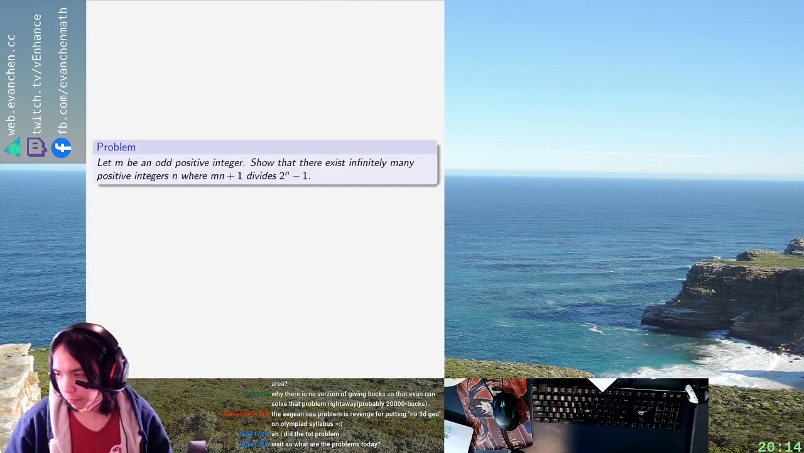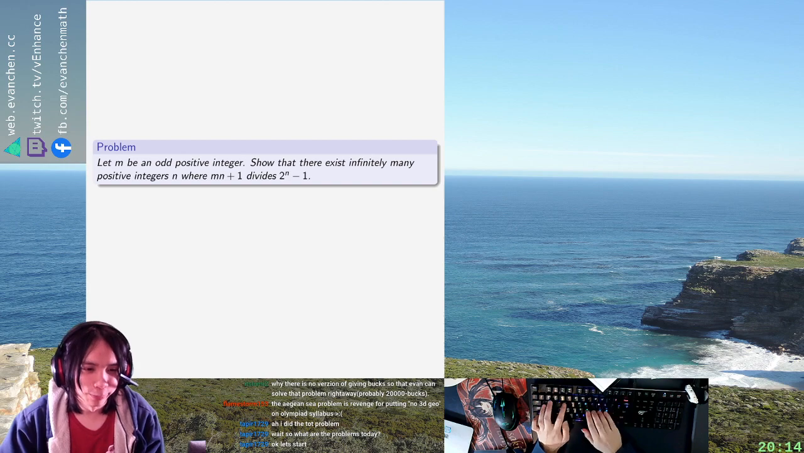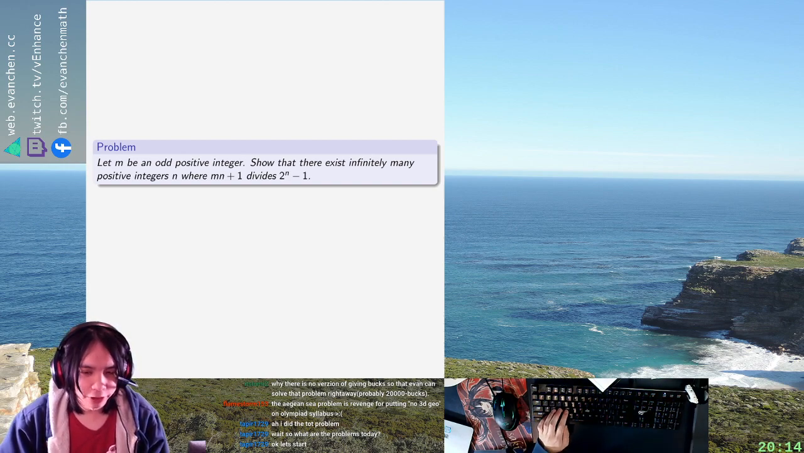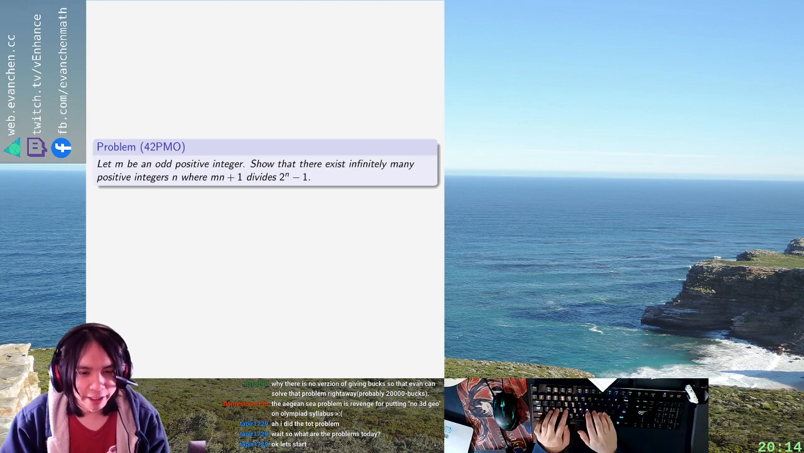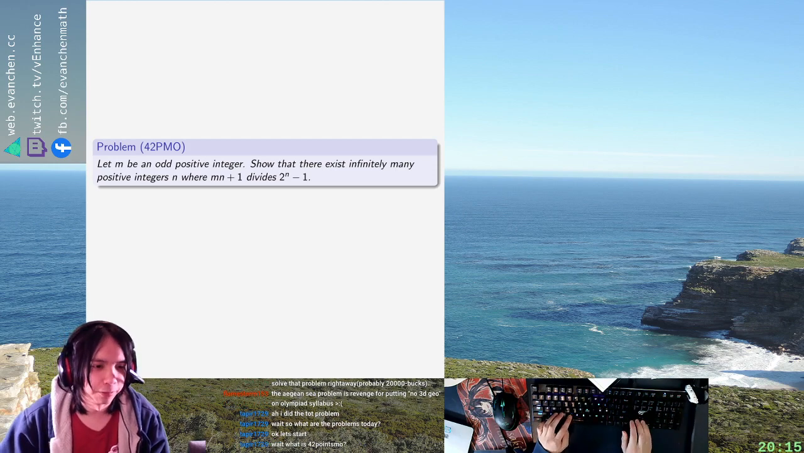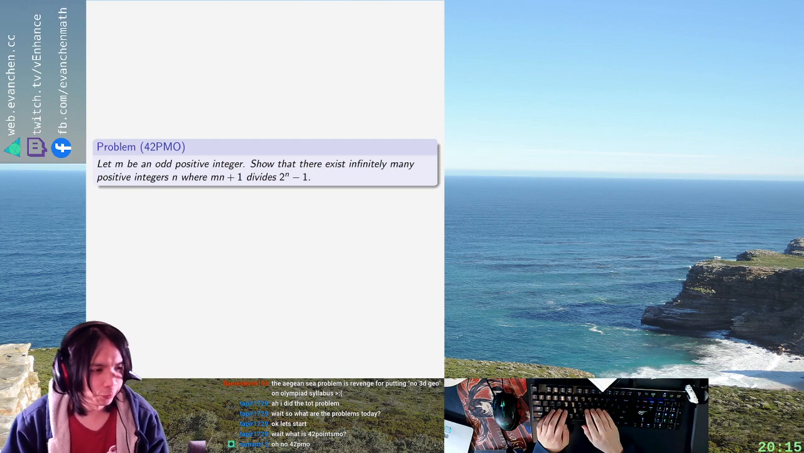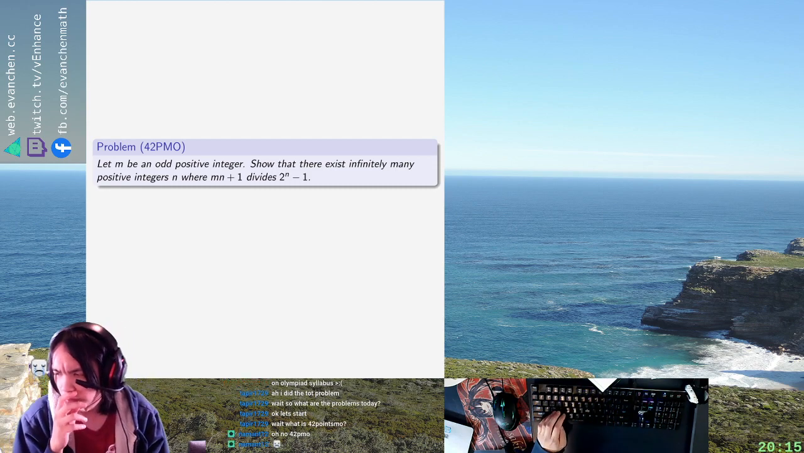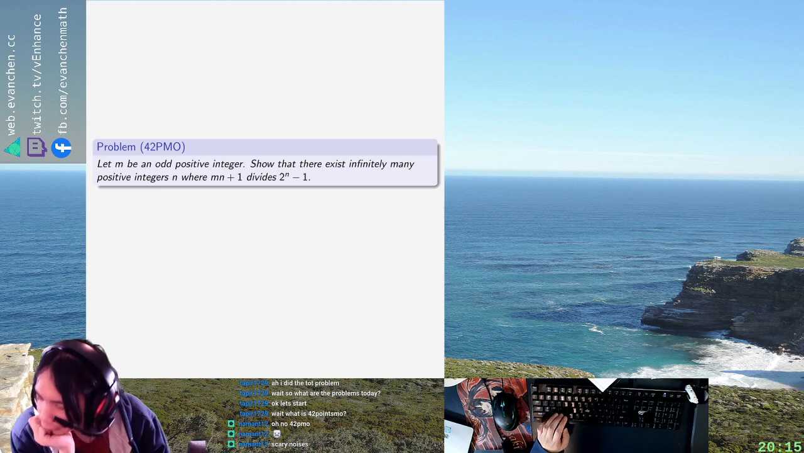Okay, welcome back everyone. So today we have a problem from the, I'm told this is from the 42 points MO, which is: you have an odd positive integer m, and you want to show there are infinitely many n such that mn plus 1 divides 2 to the n minus 1. That's the whole statement. 42 points MO is probably some mock contest, but I'm not familiar with who's the organizer. Okay, so what do I do?